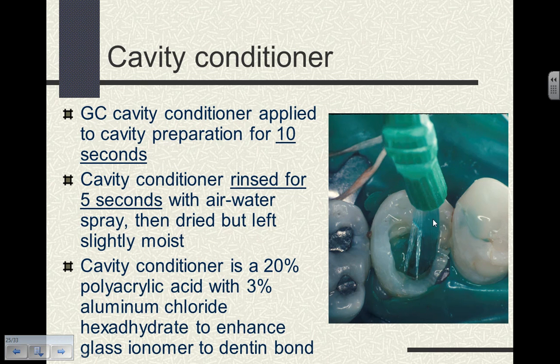We place our GC cavity conditioner, our 10% polyacrylic acid, for 10 seconds. We're not etching the tooth, we're conditioning the dentin. We rinse it for 5 seconds with an air water spray, leave it dried, but it can be slightly moist. The cavity conditioner, polyacrylic acid, enhances the bond of the glass ionomer to the dentin.